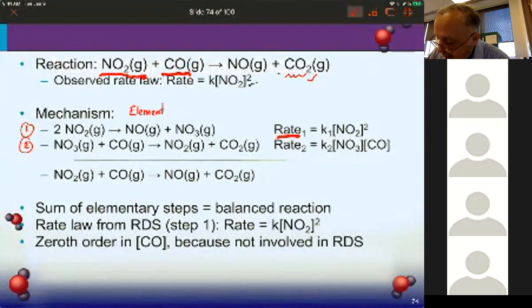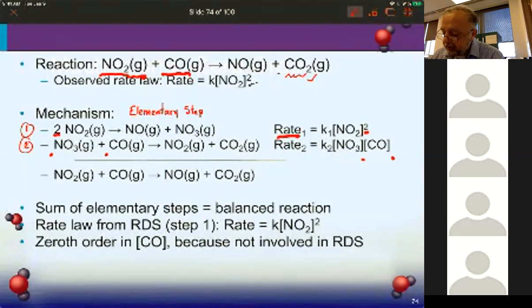So if the problem that you are solving doesn't say that it's an elementary step or a step in the mechanism, only in those cases when it says that it's an elementary step or a step in the mechanism, you can actually take the coefficients and make them the exponents. Like this 2 becomes squared. These are 1 and 1, and therefore these are 1 and 1 exponents for the rate 2.